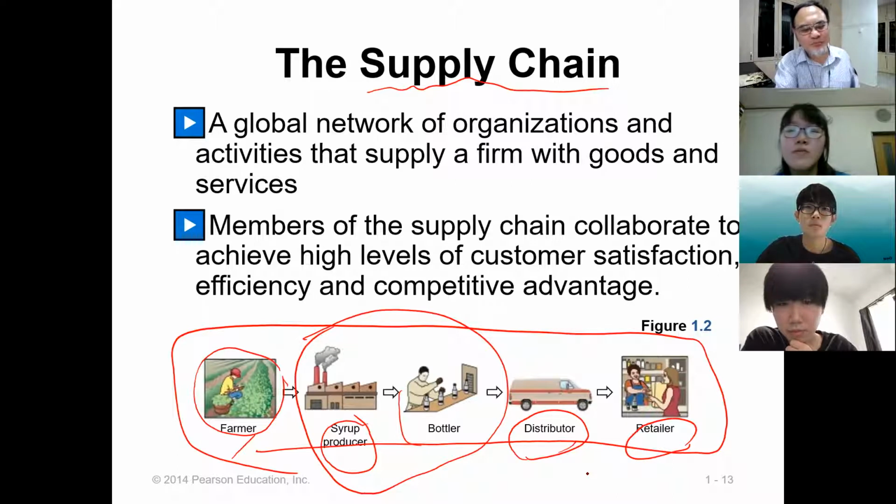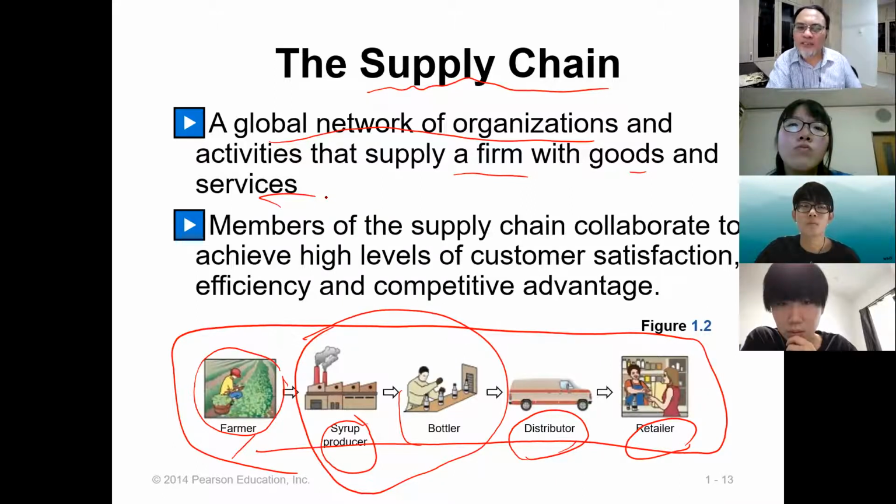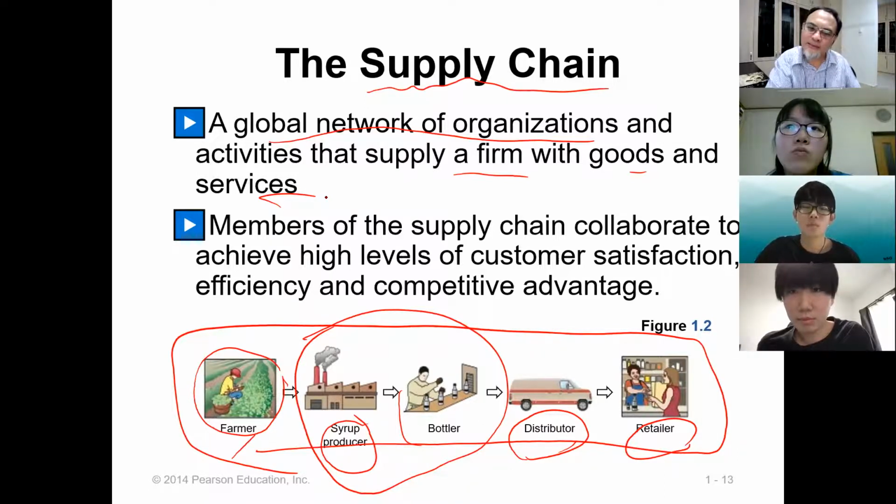Transformation from raw material until getting to the end user. So it is a global network of organizations and activities that supply a company with goods and services. If you try to study Tesco or even big supermarkets, Sainsbury's or Walmart, you can see the supply chain. Members of the supply chain collaborate to achieve a high level of customer satisfaction, efficiency, and competitive advantage.